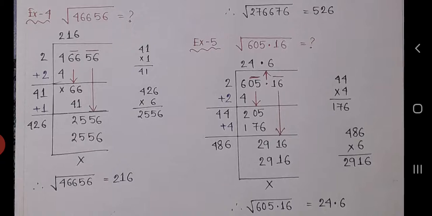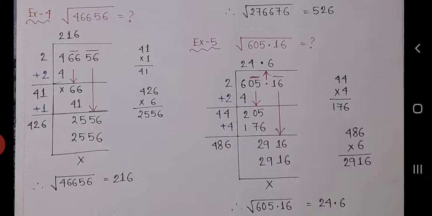Next we bring down the second pair 05 and find the magical number 4. Next similarly we add 4 with 44 and get 48, and subtracting 176 from 205 we get 29. Next there is a point. What shall we do with the point? We just put it in the above, as you can see.